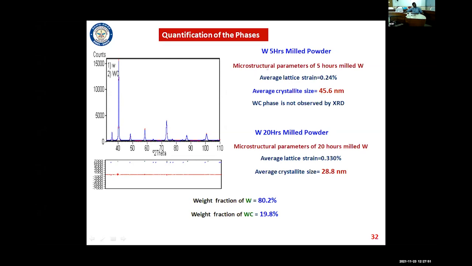When I go from 5 hours milling to 20 hours milling, the crystallite size reduces from 45.6 nanometers in the 5 hours milled powder to 28.8 nanometers in the case of 20 hours. Also, the weight fraction of tungsten is 80.2%. All these highest intensity peaks belong to tungsten, and the small peaks belong to the tungsten carbide phase, which has a volume fraction of around 19.8%.